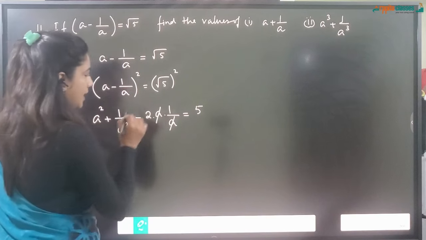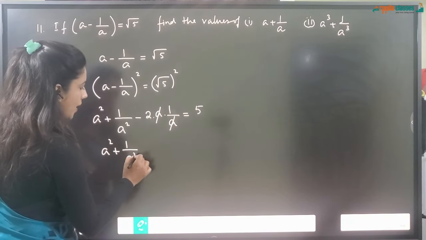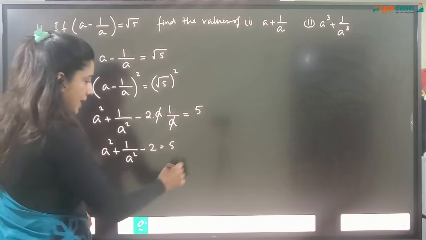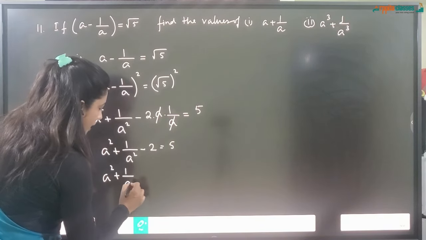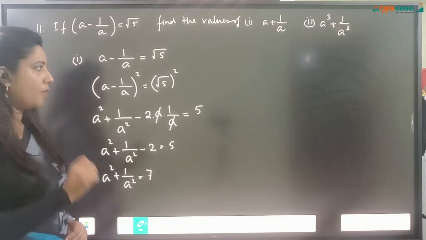Here a and a will get cancelled. So I am getting a square plus 1 upon a square minus 2 is equal to 5. Now in the next step I will get 2 that side. So I will get a square plus 1 upon a square is equal to 5 plus 2, that's 7. So I got the value of this.